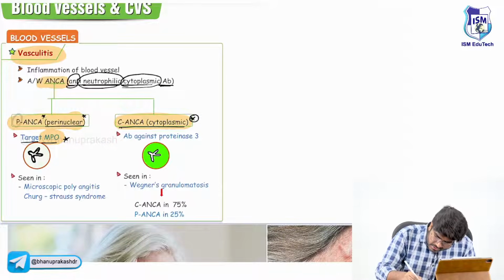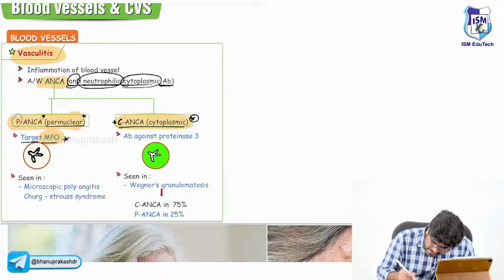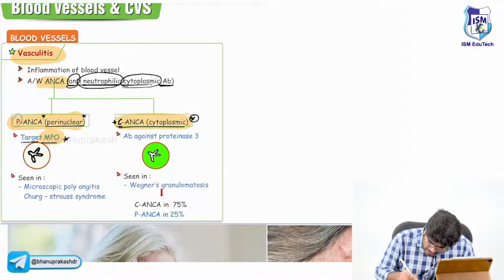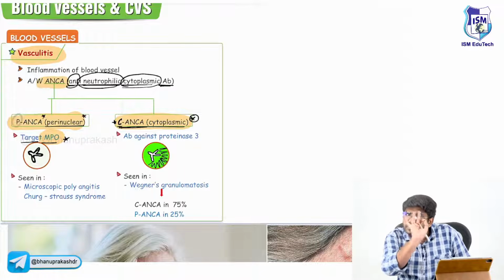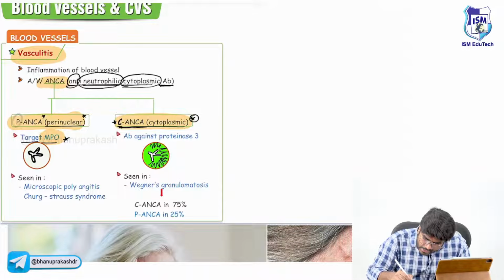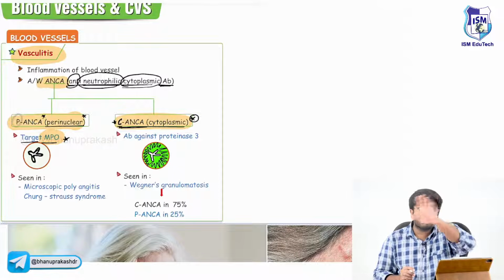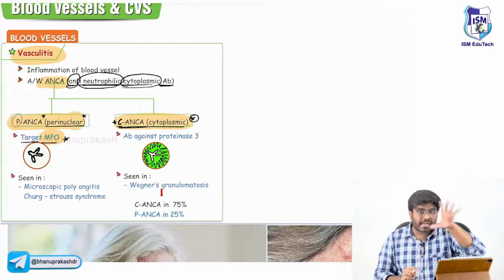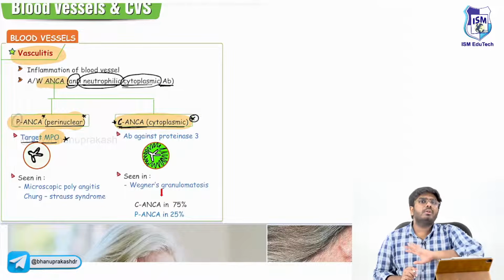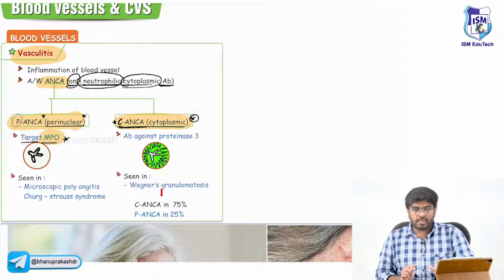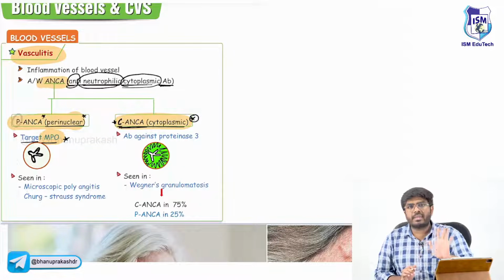Done. Next, C ANCA. What is this C stands for? C stands for cytoplasmic. So it's a cytoplasmic ANCA. See, the entire cytoplasm, not just the perinuclear region, is giving fluorescence because the antibodies are deposited in the entire cytoplasm. So it is cytoplasmic ANCA. The other is perinuclear ANCA. There are two types: perinuclear ANCA and cytoplasmic ANCA.